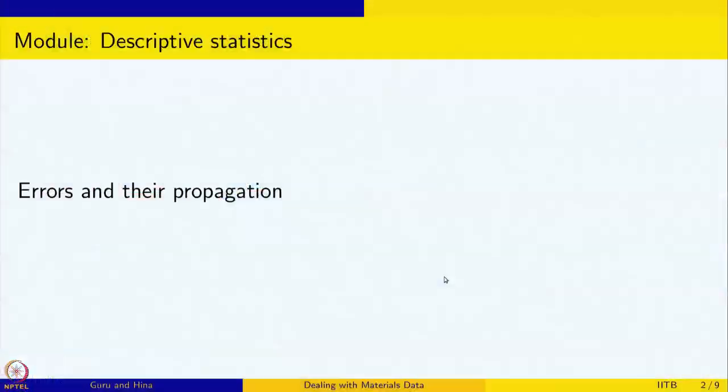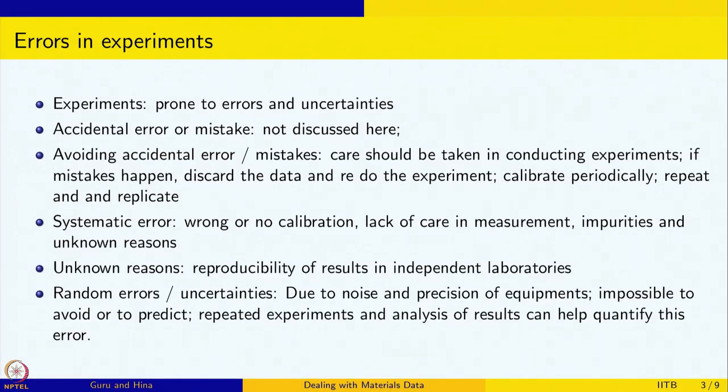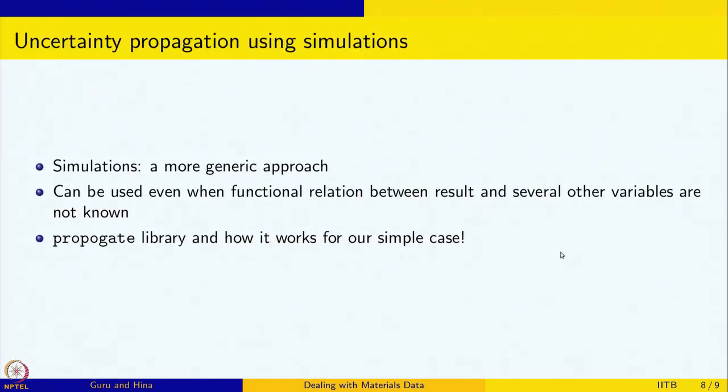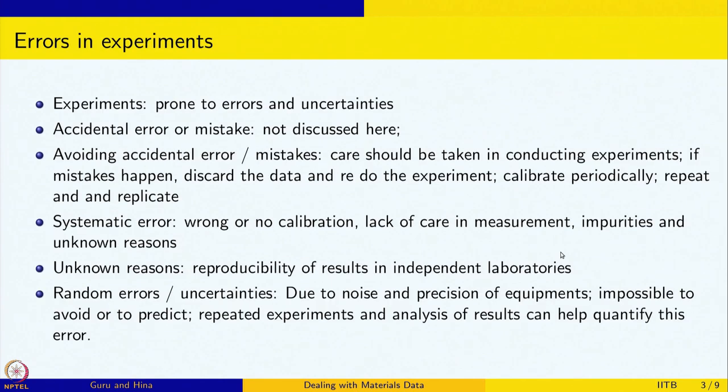How do we understand the error propagation? So this is about errors and their propagation. The first question is, why are there errors in experiments? Typically, you will find that any experiment that you do is prone to errors and uncertainties. And the errors are of different types.